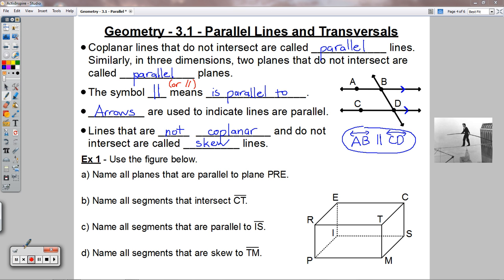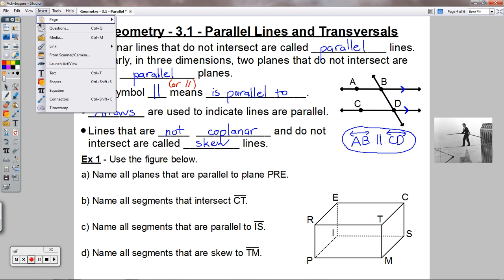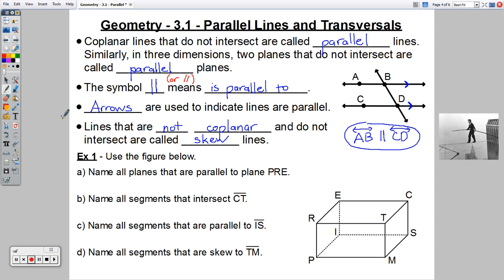The reason I include that in this slide is because this is an example of skew lines. His balancing bar and the tightrope itself are not coplanar lines, and they do not intersect either. I want to make this full screen just a second. There we go. Let's continue from there.